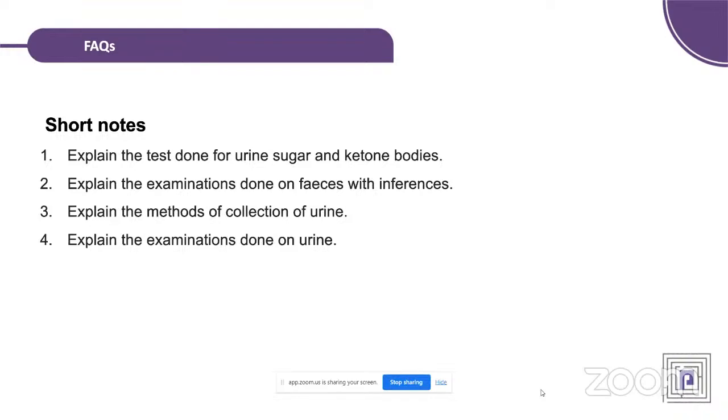And then, explain the examinations done on urine. Here also we have already discussed, right? What are the examinations we do? We do physical examination, and chemical examination for glucose, proteins, specific gravity, ketone bodies and bile. This comes under chemical examination. And then microscopy for any bacteria and the number of cells present in the urine. So all these examinations will be performed on the urine sample.